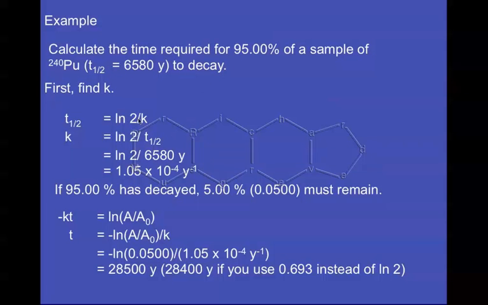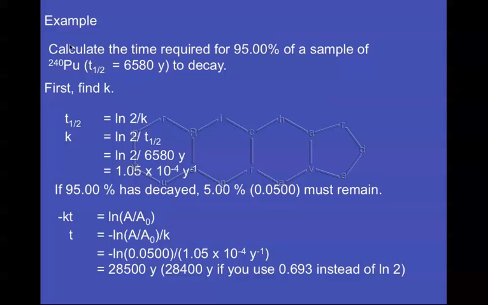Alright, so what I do, I first of all find out the value of K. That's going to be essentially the rate constant. Now I've got the half-life here, so I can figure out K by log 2 over T half. That gives me this 1.05 times 10 to the negative 4, and the unit on that is years to the minus 1. That's because years were on the bottom here. So it's per year is the other way of stating that.